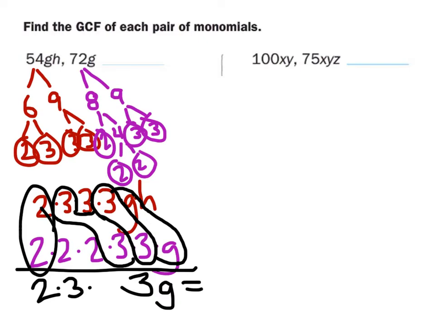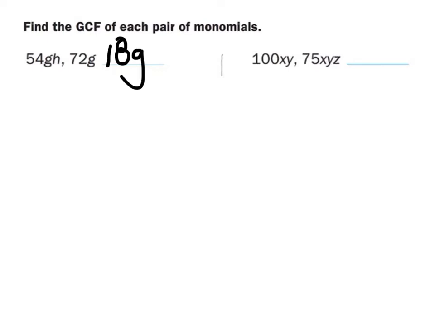Well, what's 2 times 3? 6. Times 3? 18. 18 times g? 18g. All right, let's look at this next one. Well, these numbers are very large, so it's more difficult, right?